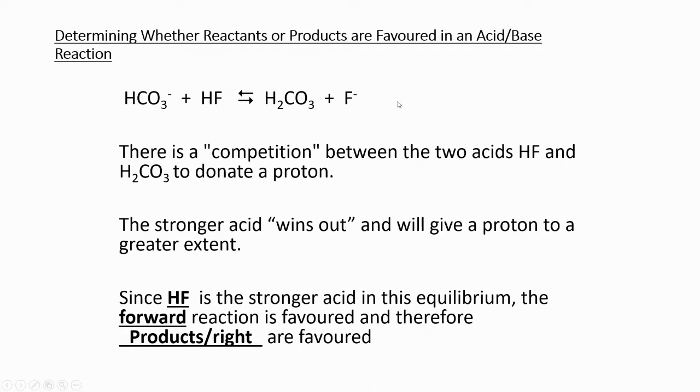Another way of saying it, I think maybe they mentioned this in the book, is survival of the weakest, right? Darwin was survival of the strongest. This is survival of the weakest. HF is going to be pushing over here, so our products are going to be favored because HF is a stronger acid, able to push its proton over and get rid of its proton more than our H2CO3. All right, so just like in our Keq, a higher Keq, products were favored, lower Keq, like less than one, the reactants are favored. This one would have a higher Keq, so we'd be pushing in the products' direction.